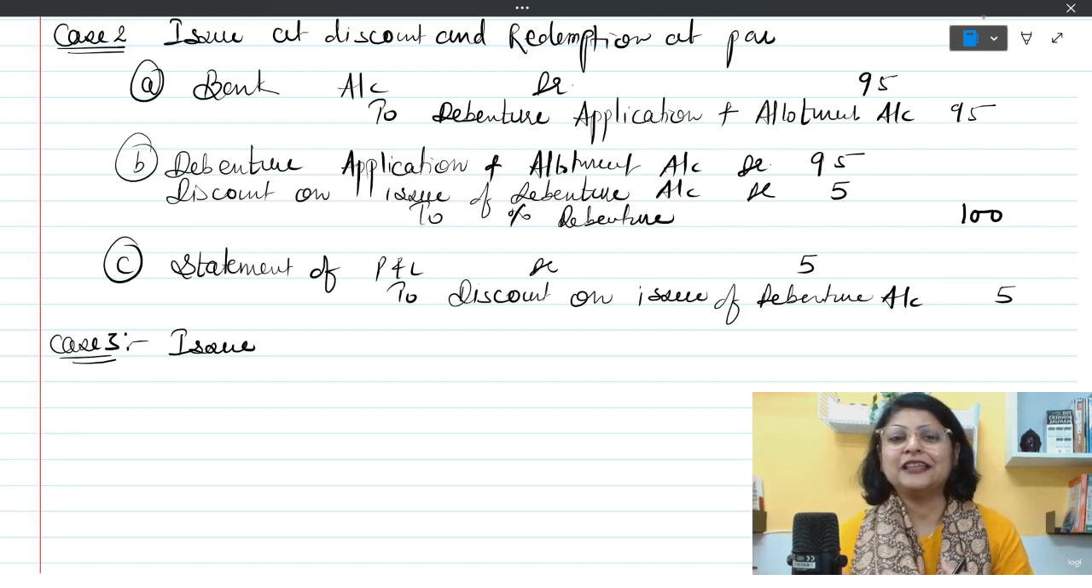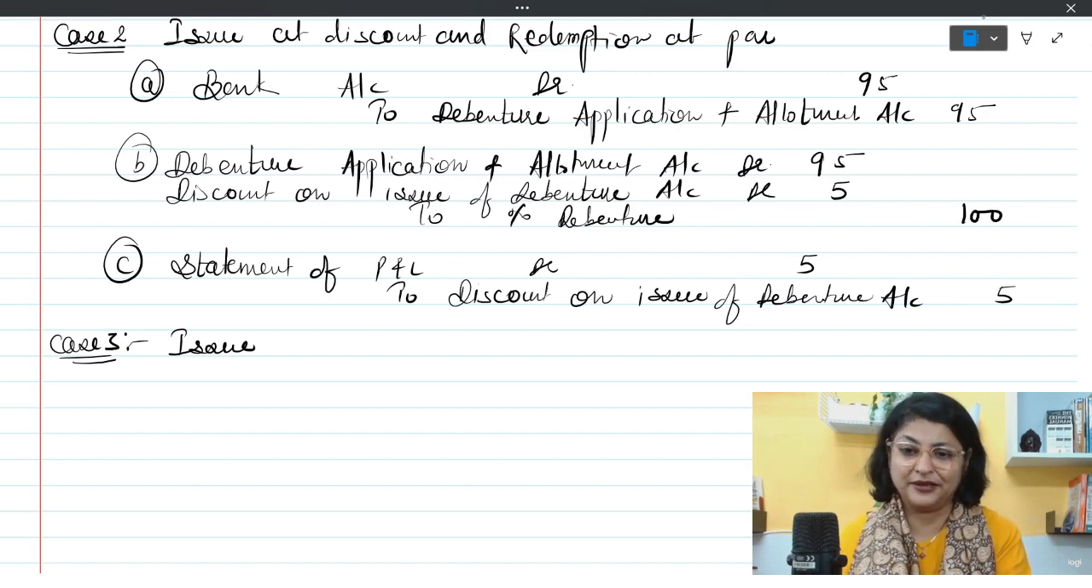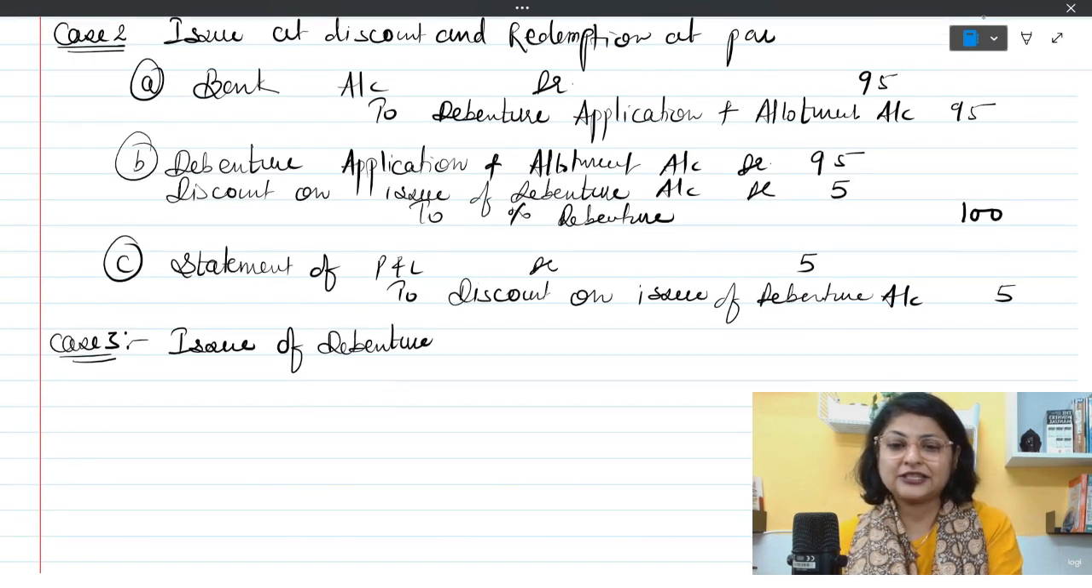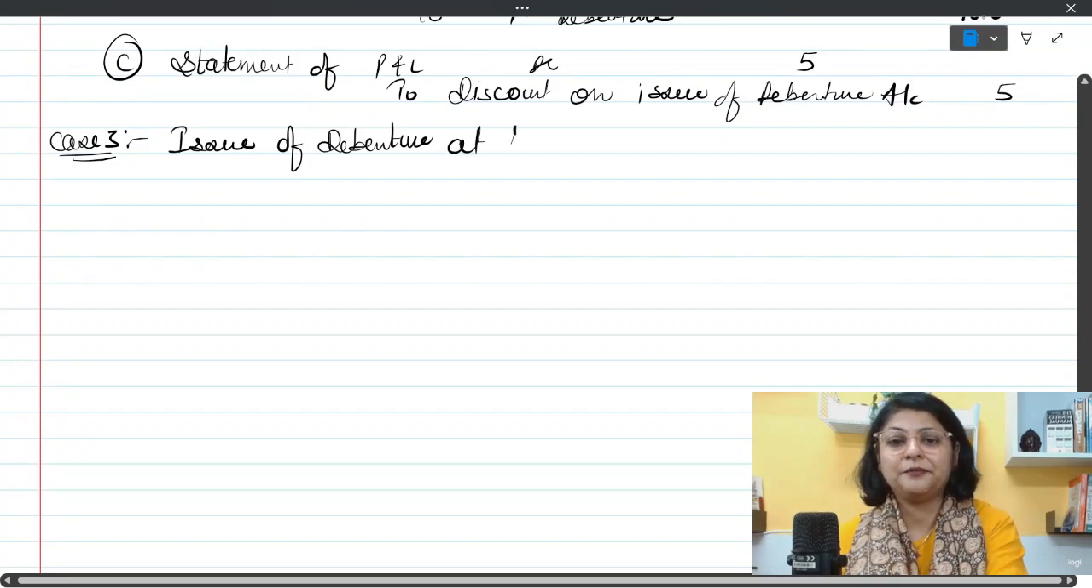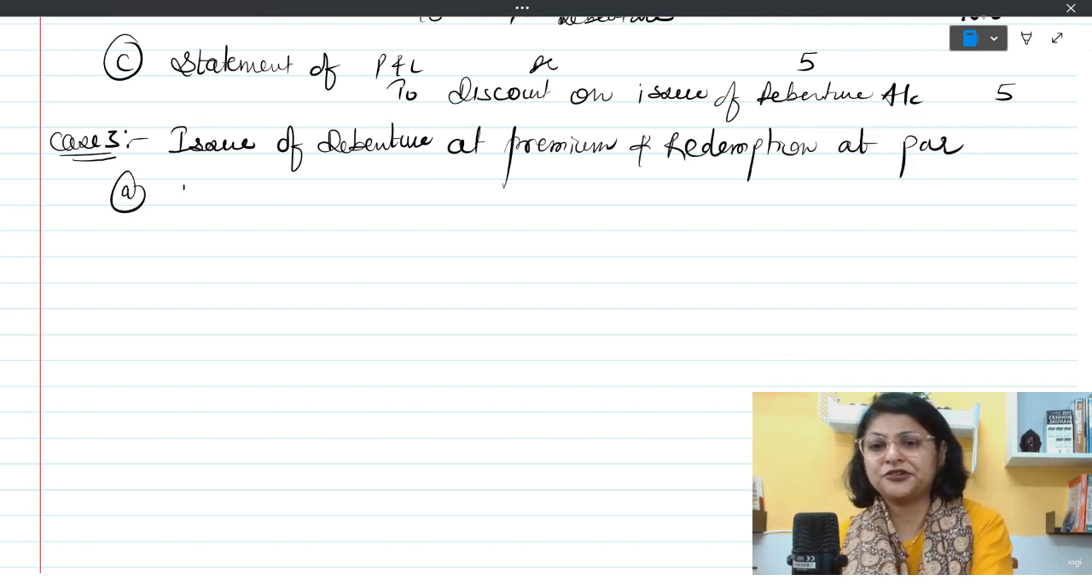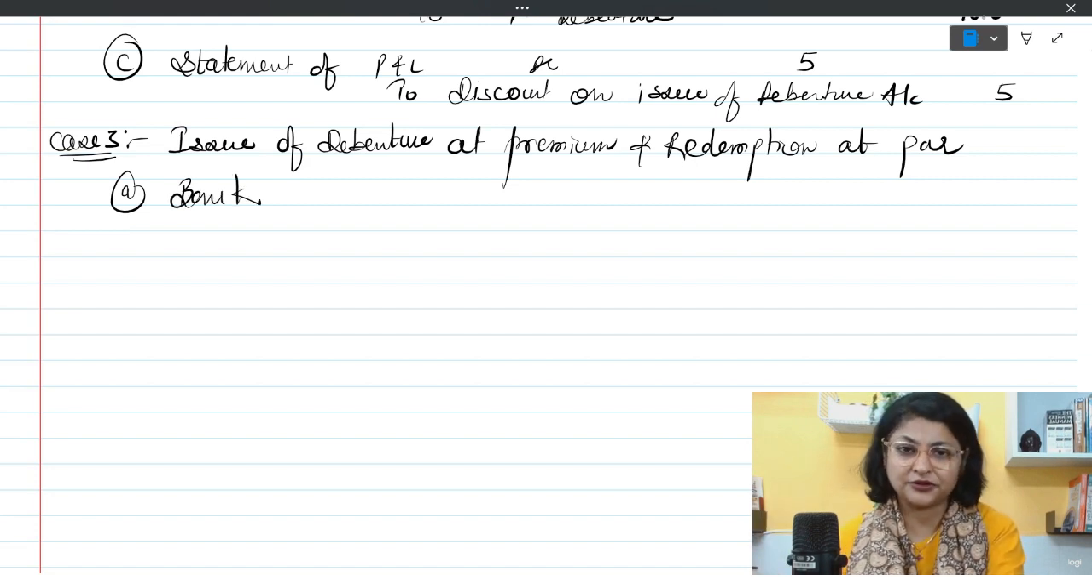You will find that you are passing the entry as if you are passing the normal entries while issuing the debenture. Okay, so issue of debenture at premium and redemption at par. So the first entry is going to be same. In all the cases, first entry is going to be same, only the amounts are going to be different.